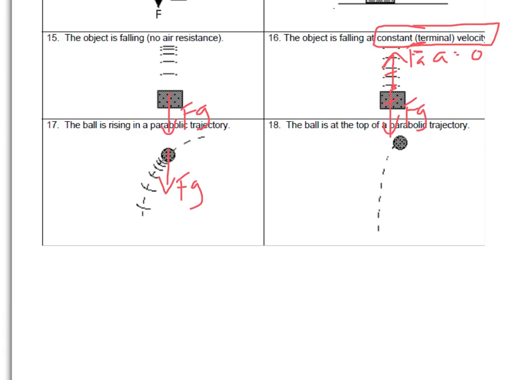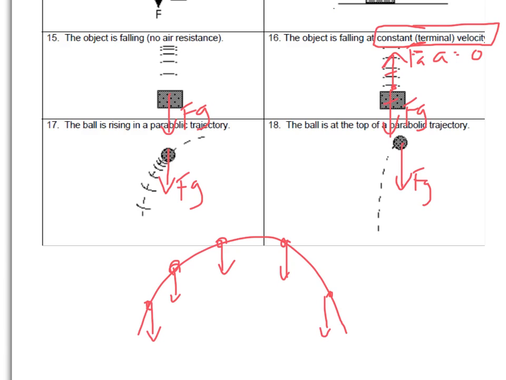And then 18, the ball at the top of the trajectory, it's the same thing. It's just gravity. The whole time the ball's in the air, there was that one question on the test. It doesn't matter where it's at, right? The whole time it's in the air, the only force is the force due to gravity pulling straight down on it.